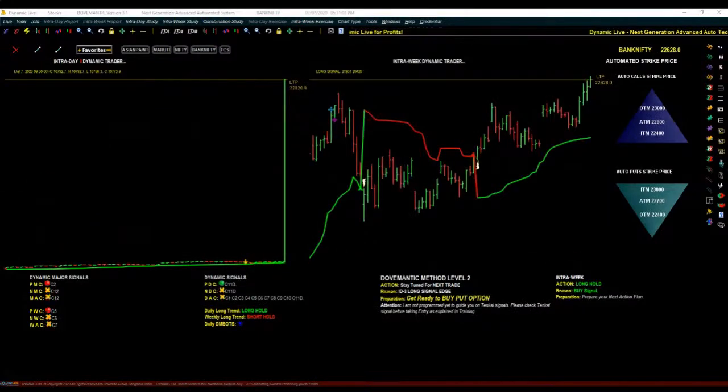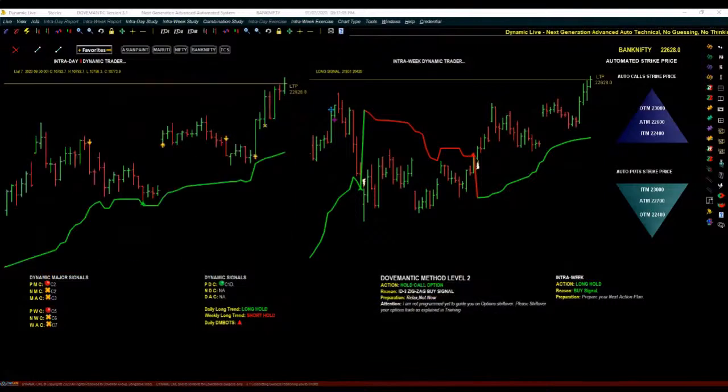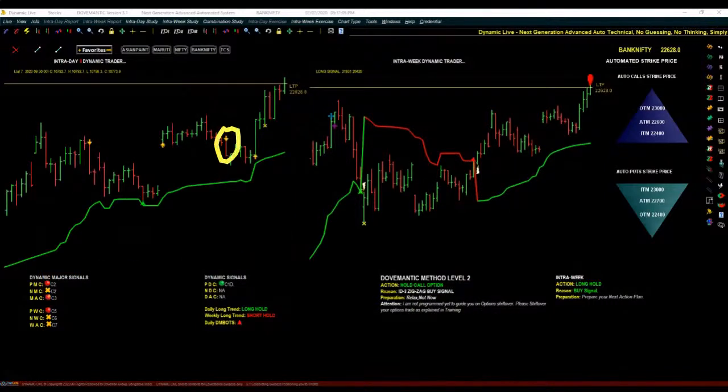So when Bank Nifty said buy put option now, today morning at 9:30, at this point, we checked the Tenkai signal and there was no zigzag, there was no long signal edge point. We went ahead and we did the trade.